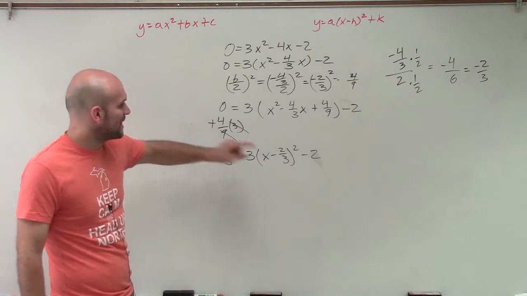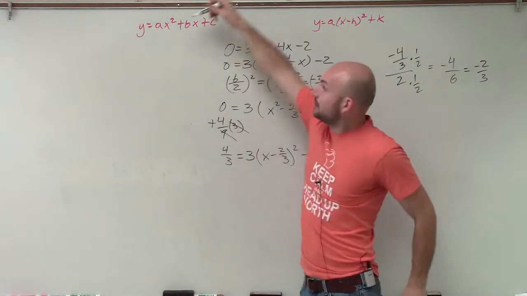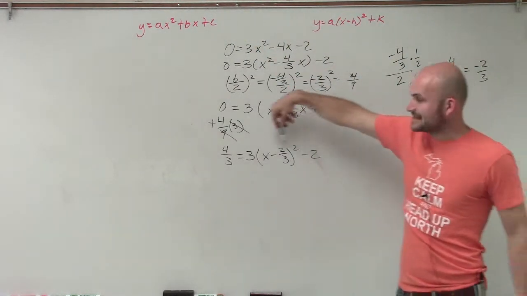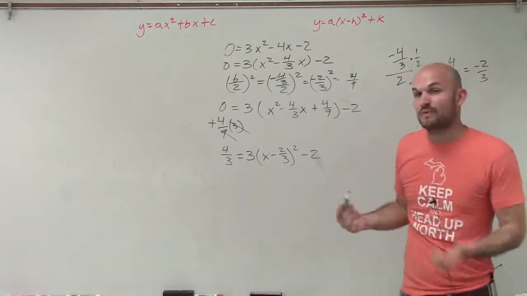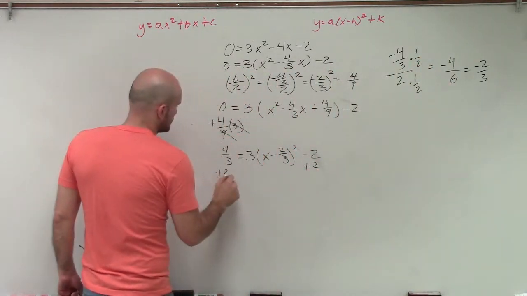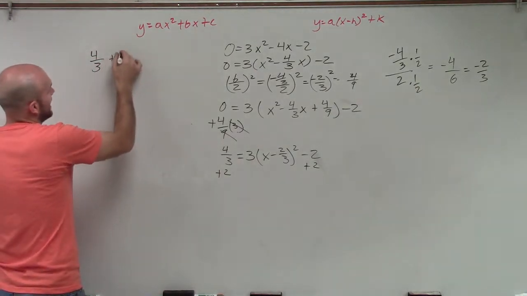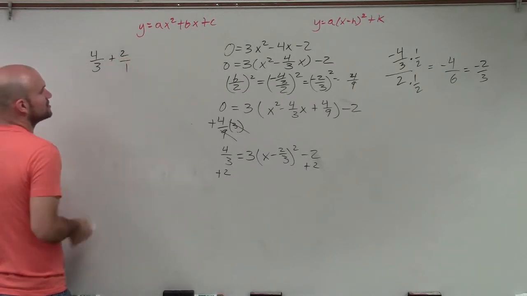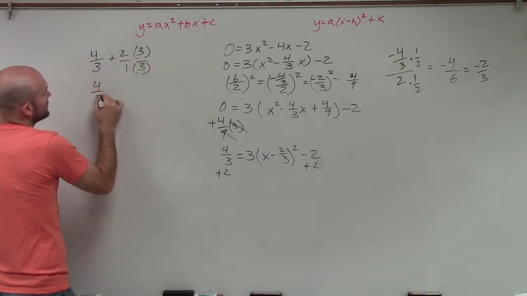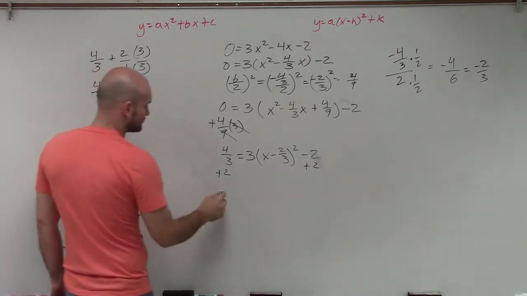However, now I just need to apply my inverse operations. So now what I've done is I've taken my quadratic from my standard form into my vertex form. So now I can apply my inverse operations. And remember, we always undo addition and subtraction first. So I'll add a 2 to both sides. And then just to go back with some fractions, if you forget how to add a fraction to a whole number, I change my whole number to a fraction. And then I multiply to get common denominators. So I have 4/3 plus 6 over 3 equals 10/3.